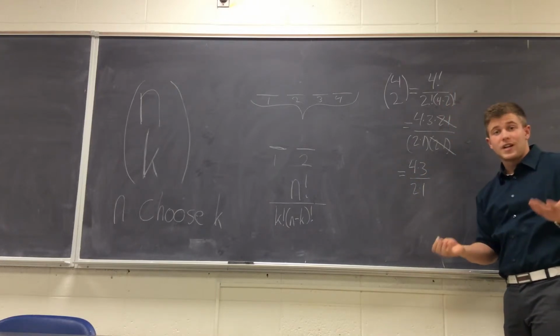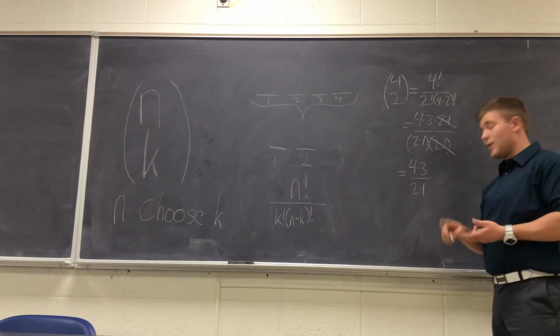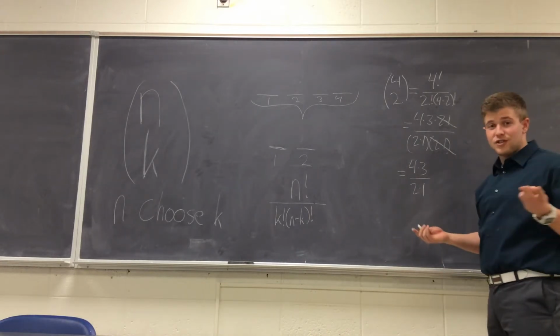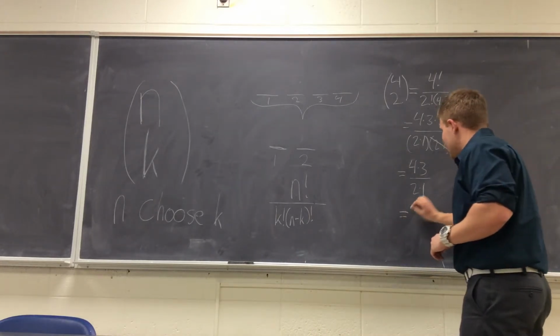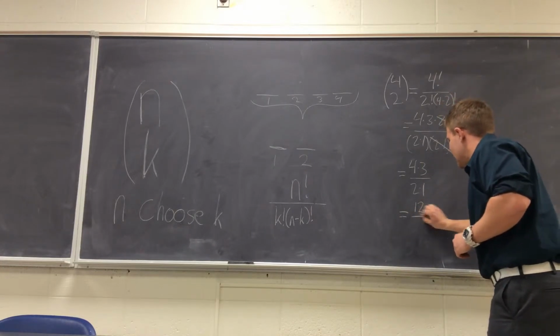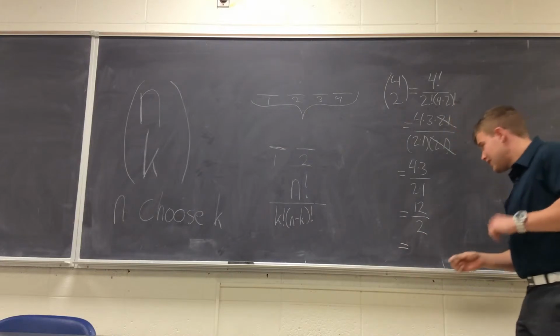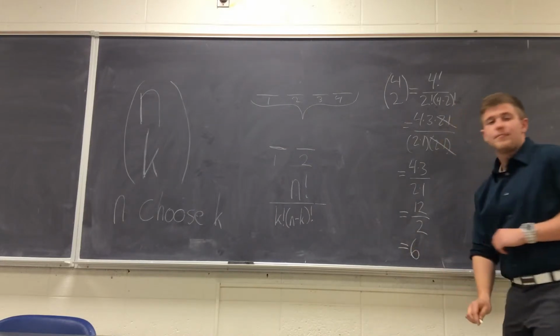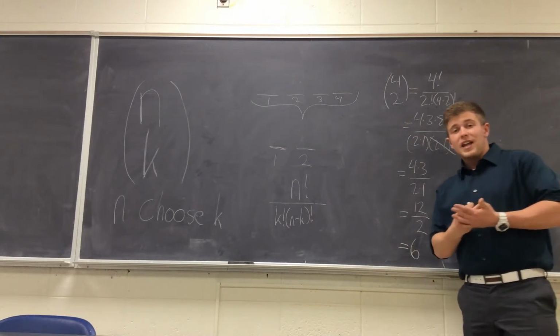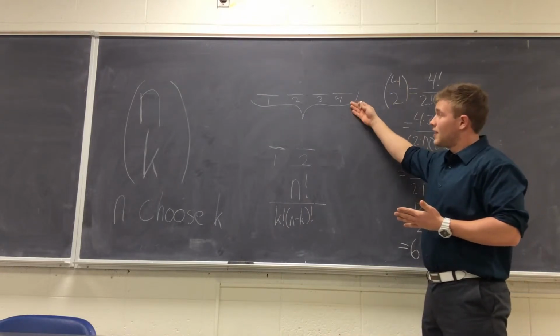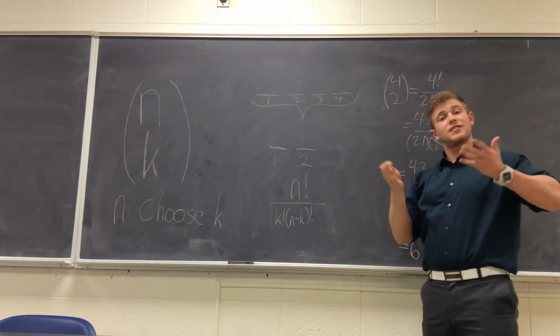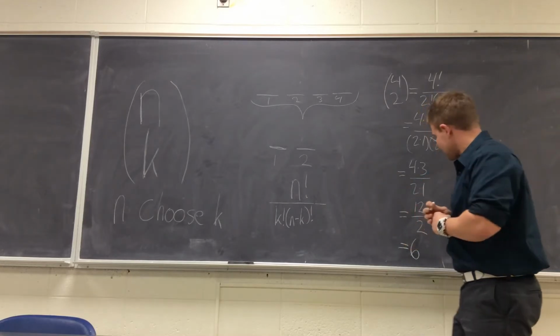Okay, well, we all know what 4 times 3 is. That's just 12. And we all know what 2 times 1 is. It's just 2. Okay? So 4 times 3 is 12. 2 times 1 is 2. And 12 divided by 2 is 6. Okay? So we have 6 different ways to group 4 objects, when order does not matter.